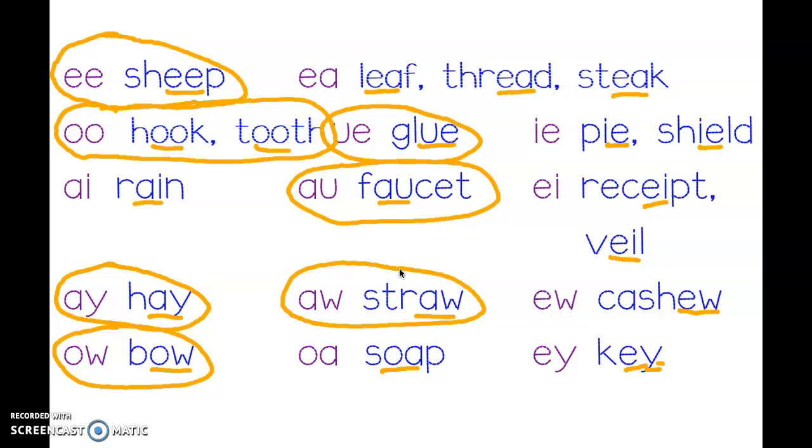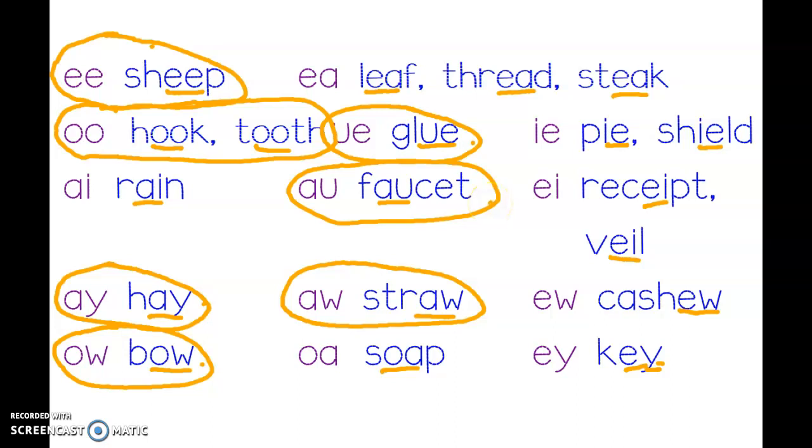In what position do we use, when does EE spell the E sound? Good job. In one-syllable words, we have EE. In what position do we use the digraphs AY, OW, and UE? When it's in the final position.